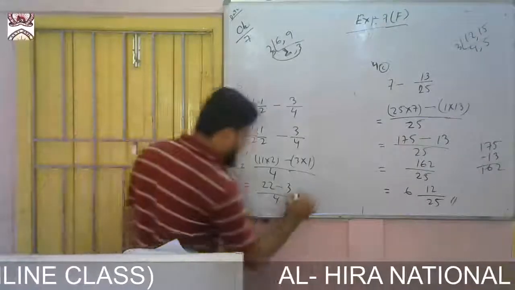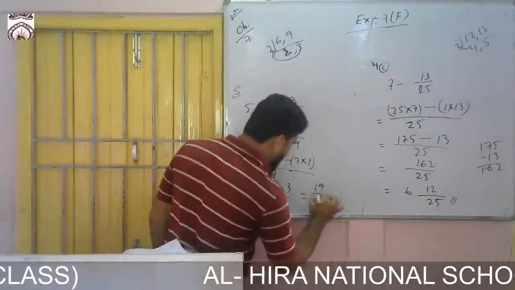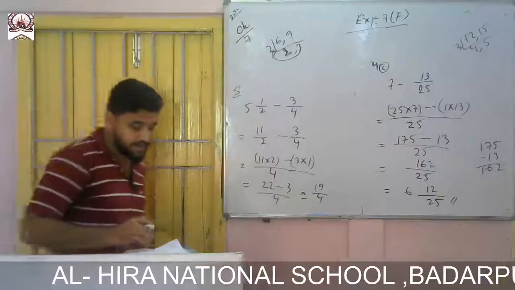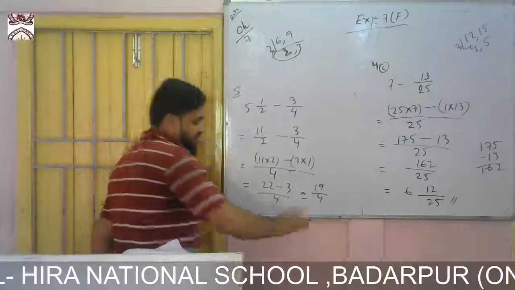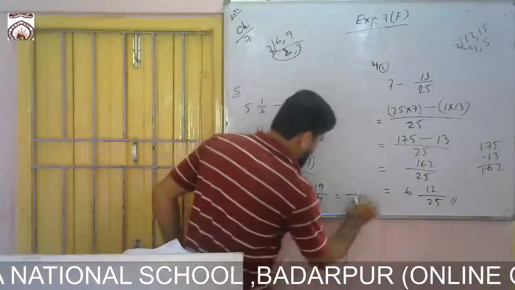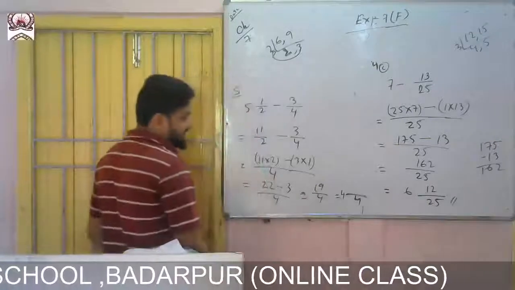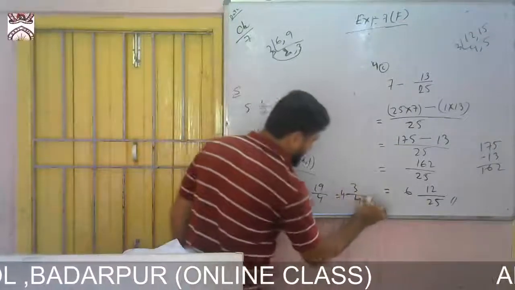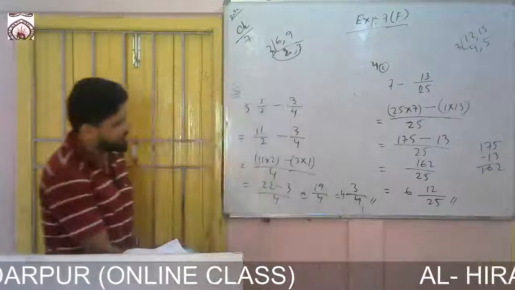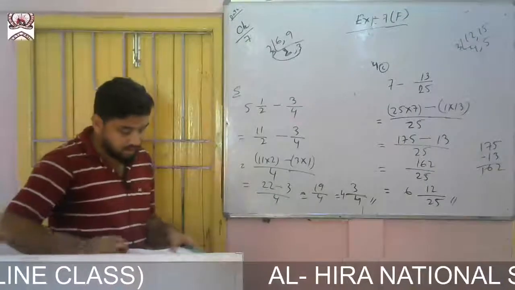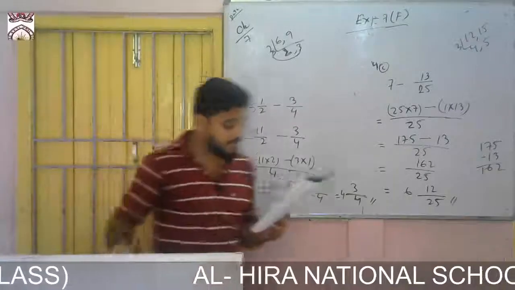So it will be 19 by 4. 19 by 4. The 4 4s are 16, 17, 18, 19. So 3 remain. 4 3 by 4. Okay, now come to question number B.